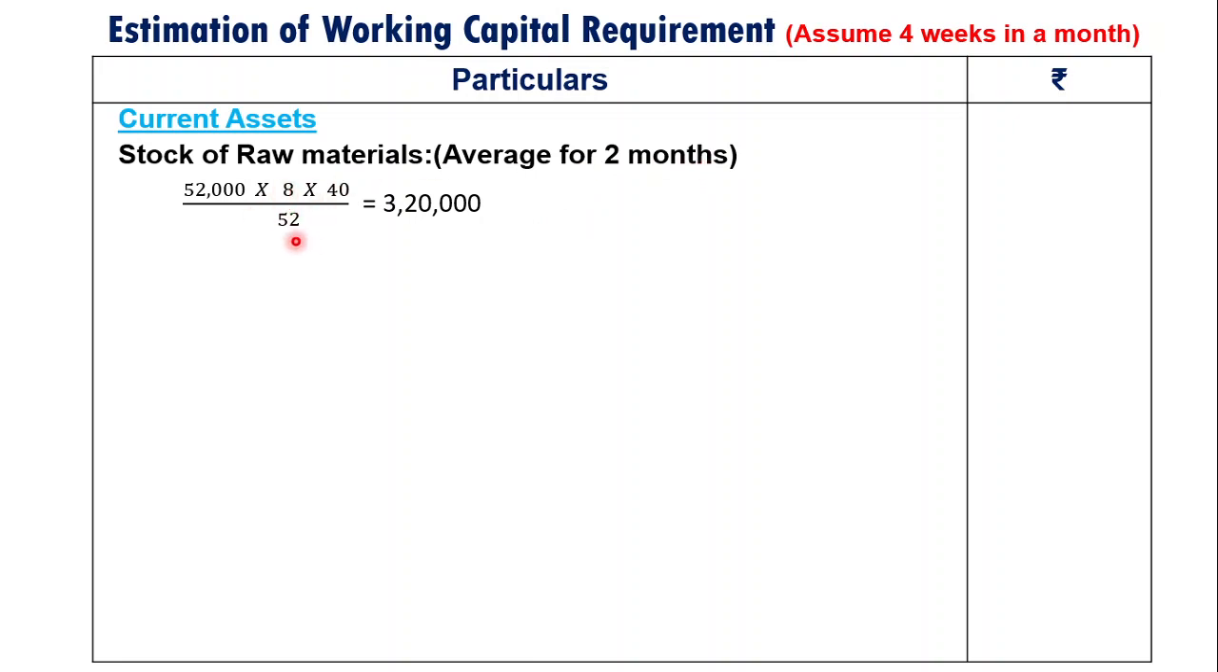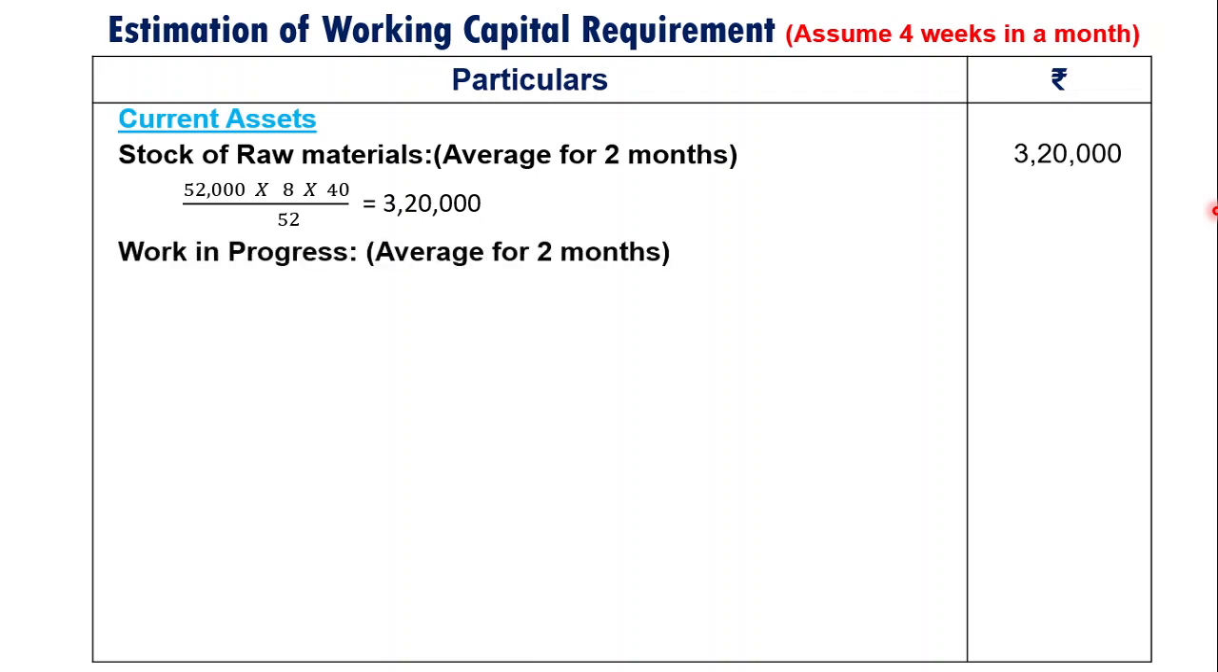8 divided by total number of weeks in a year, that is 52, into 40. 40 rupees is the per unit what we already ascertained in the working note, that is 40 rupees per unit for stock of raw materials. Then the amount we derived is 3,20,000, the value of stock of raw materials to be recorded in the outer column. The second item to be calculated is work in progress.